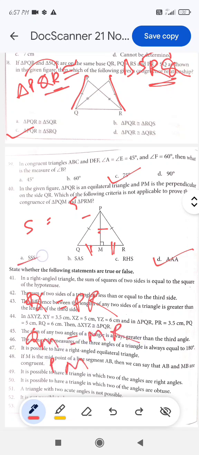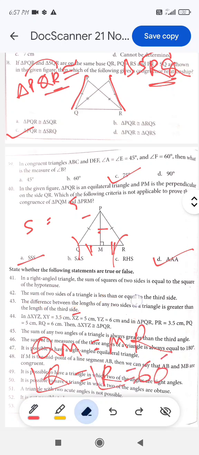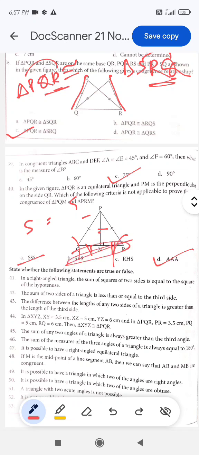So SSS criterion is done. Now if you go for SAS, let's check that PQ is equal to PR and QM is equal to MR. Then among these two, we can say that both are 60 degree as it is an equilateral triangle. So angle Q is equal to angle R is equal to 60 degree each. Now SAS, similarly, if you go for RHS, how will you do that? Let me erase this all to eradicate the confusion.